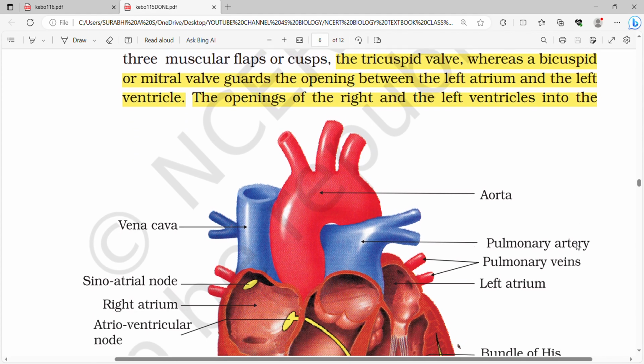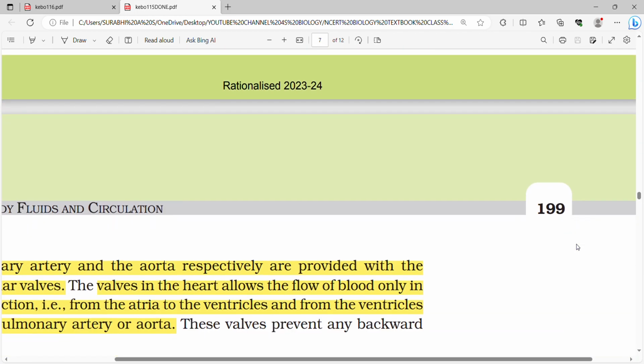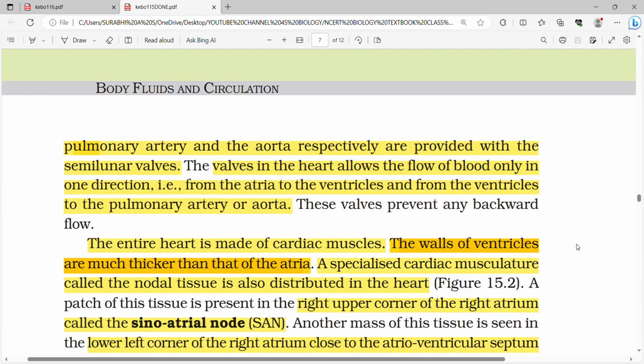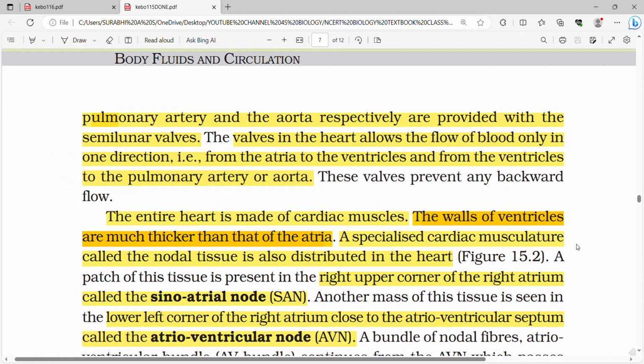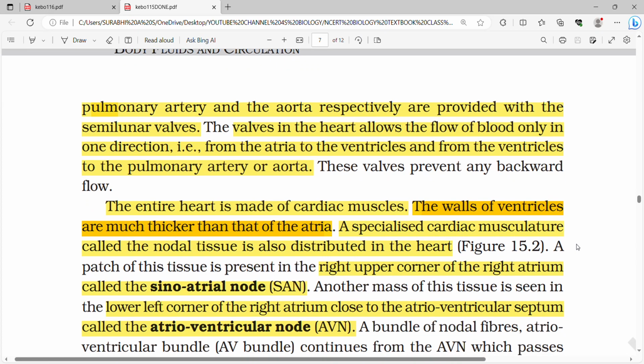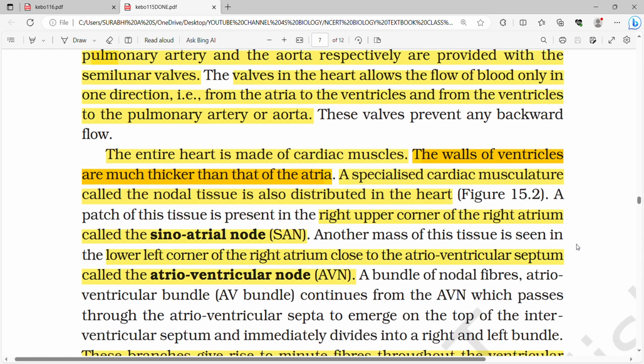The openings of the right and left ventricles are into the pulmonary artery and the aorta respectively, and are provided with the semilunar valves. There are two more valves, that is semilunar valves. The valves in the heart allow the flow of blood only in one direction, from the atria to the ventricle and from the ventricle to the pulmonary artery or aorta.